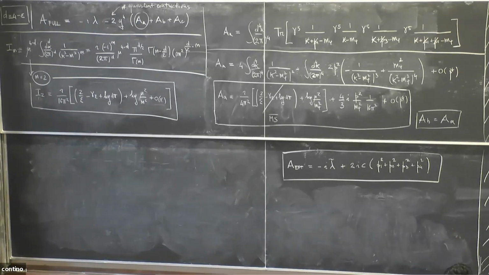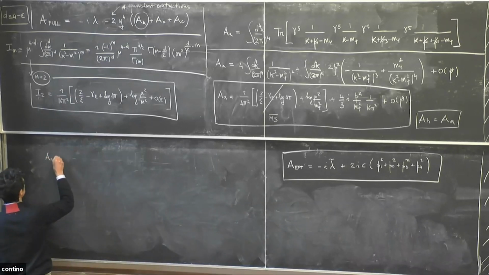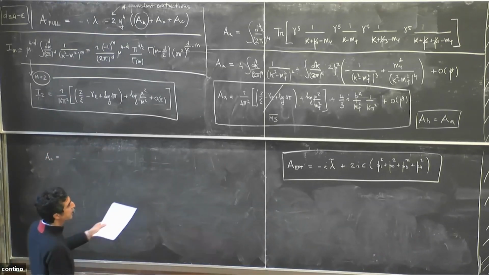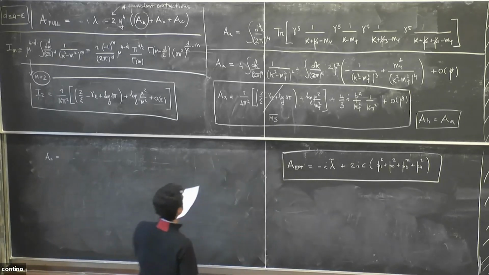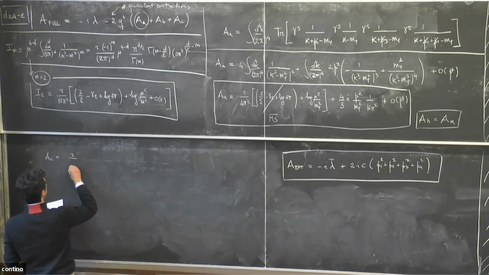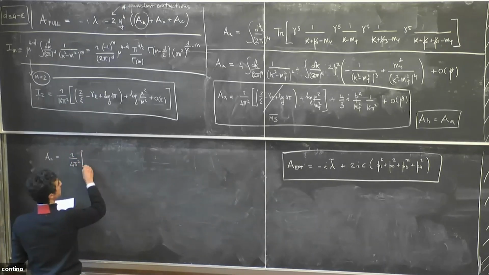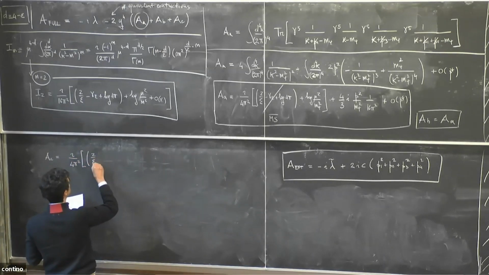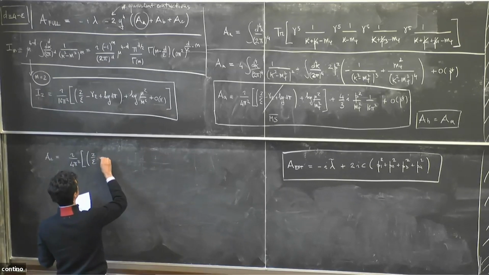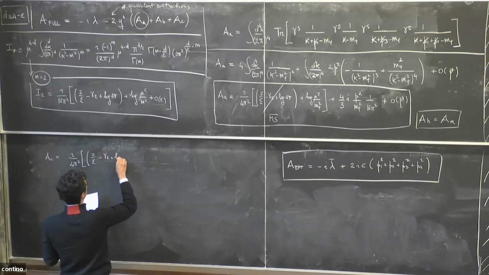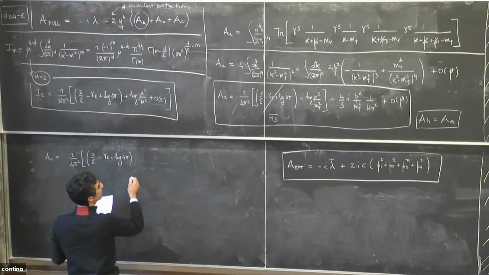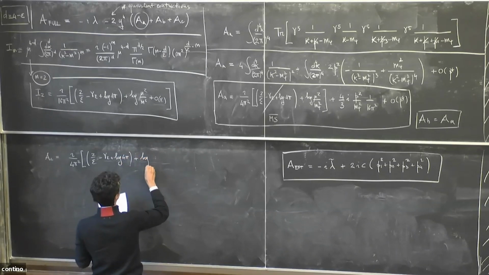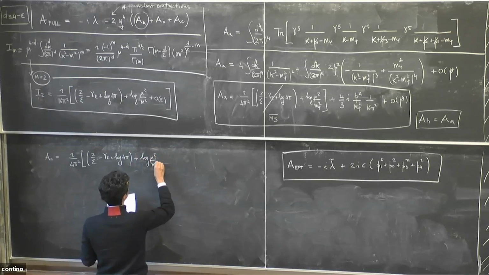So diagram B, diagram C has this expression. AC is equal to the term which goes like p to the 0, the same as in A. Okay, so i over 4 pi squared, which multiplies 2 over epsilon, minus gamma E, plus log of 4 pi, plus log of mu squared over m psi squared.